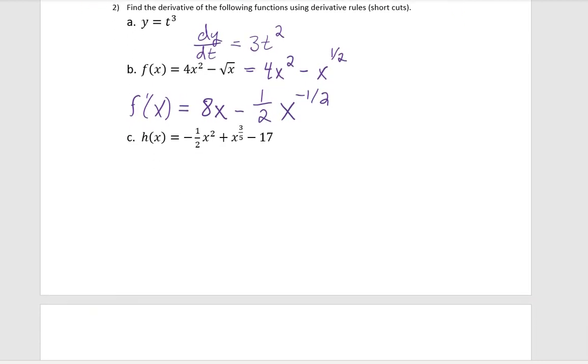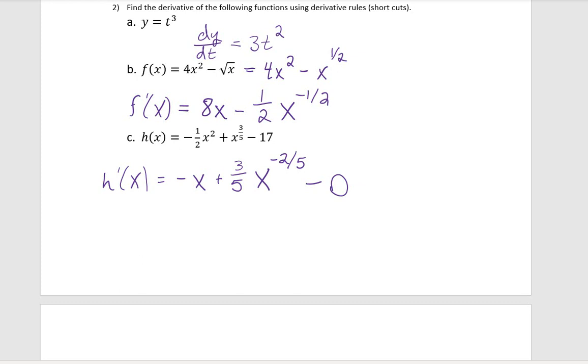Alright, now on the next one, we're going to have h prime of x equals, so we're going to bring that 2 out in front, so 1/2 times 2 will give us 1, and that's a negative, so it'll be negative x plus the derivative of this guy, which will be 3/5 x to the, well, we still need to subtract 1 from that, so that would be negative 2/5 minus, and the derivative of 0, because it doesn't have an x attached to it, it's going to be 0, so the derivative of 17 is 0.